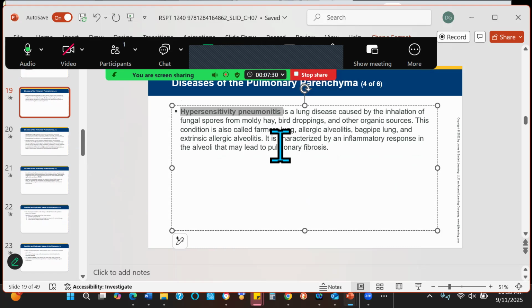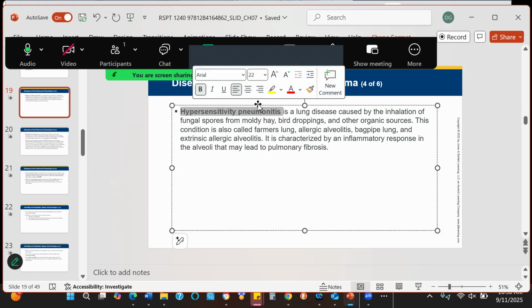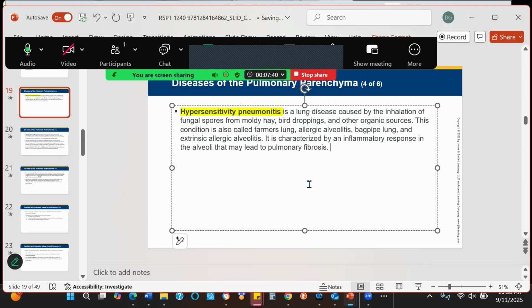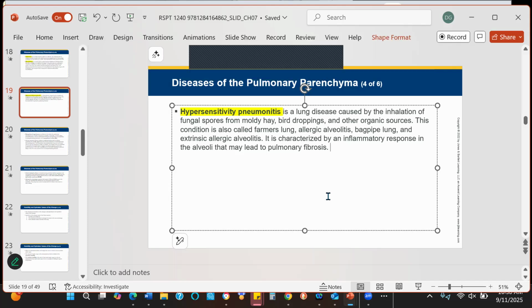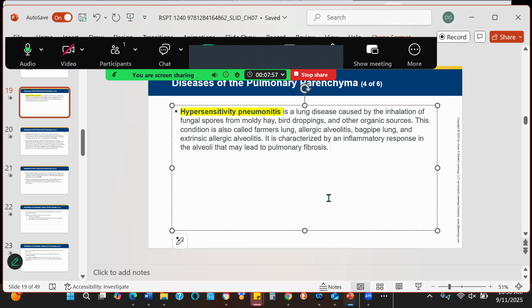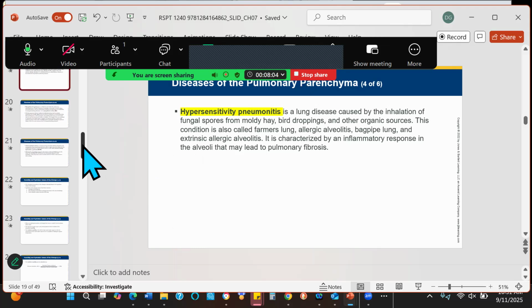Hypersensitivity pneumonitis. This is inhalation of fungal spores, often related to bird droppings. If you know anyone who is a bird fancier, they have some pet birds in the house, they have to be very careful because they may inhale these fungal spores from the birds, from the bird poop, we could even say, right? Also, if you know someone who works in chicken or egg production facilities, they have to be very careful of this. They can inhale the fungus and wind up with a serious lung disease.